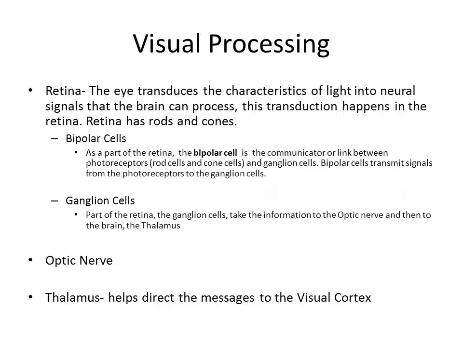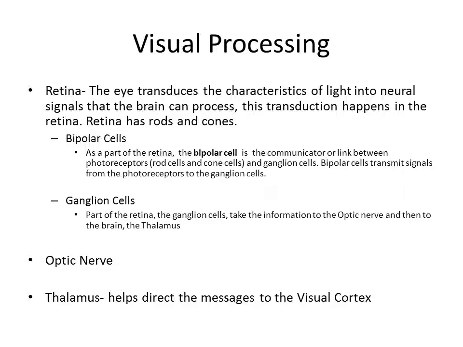After it reaches the retina, the retina has bipolar cells on it as well. As a part of the retina, the bipolar cells are the communicator or the link between the rods and the cones, the photoreceptors, and the ganglion cells. Once it changes into the impulse through the rods or the cones, the bipolar cells take that message and send it to the ganglion cells. The bipolar cells transmit signals from the photoreceptors to the ganglion cells.